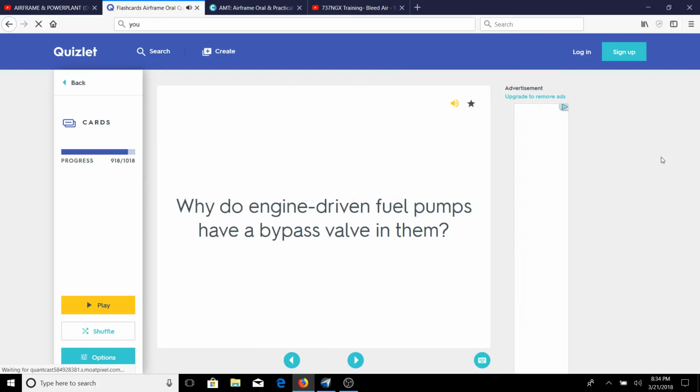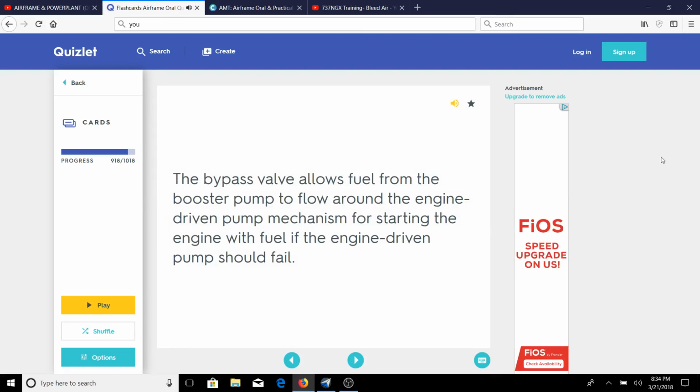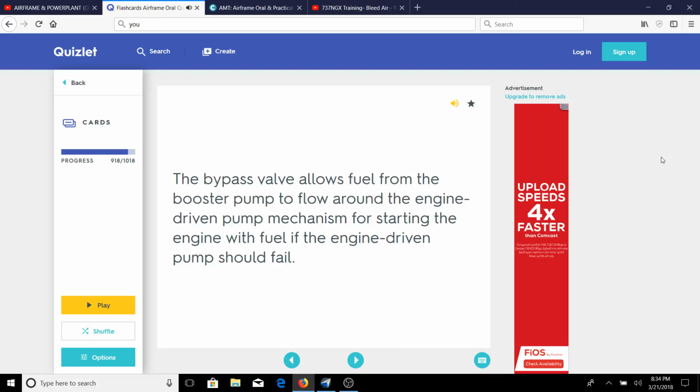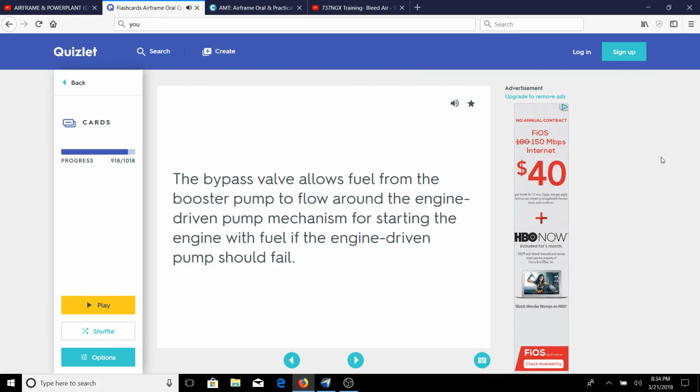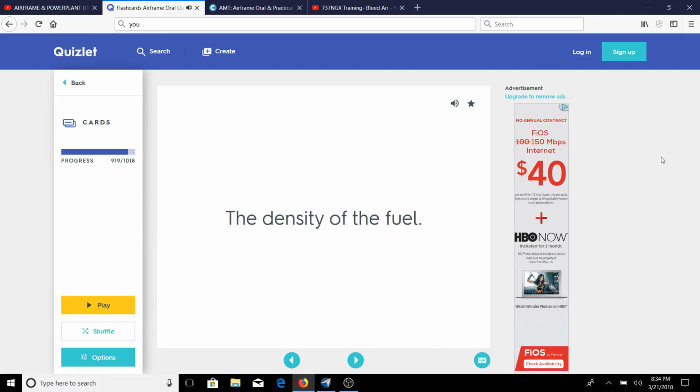Why do engine-driven fuel pumps have a bypass valve in them? The bypass valve allows fuel from the booster pump to flow around the engine-driven pump mechanism for starting the engine with fuel if the engine-driven pump should fail. What characteristic of the fuel is measured with the mass flow fuel flow meter that is used with turbine engine aircraft? The density of the fuel.